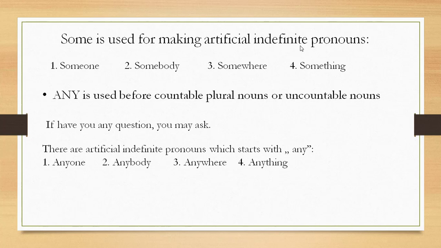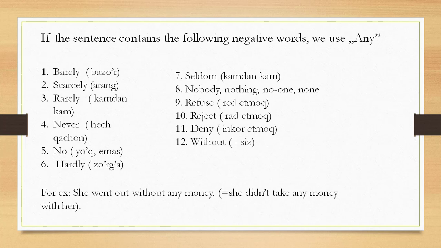Any is used in questions: if you have any question, you may ask. There are compound indefinite pronouns which start with any: anyone, anybody, anywhere, anything. If the sentence contains the following negative words, we can use any. They are barely, scarcely, rarely, never, no, hardly, seldom, nobody, nothing, no one, none. Refuse, reject, deny, and without.